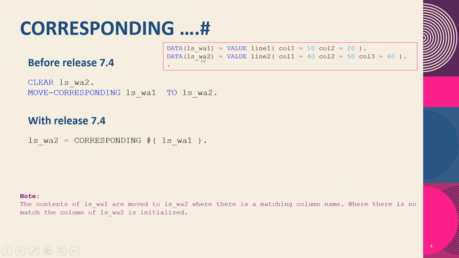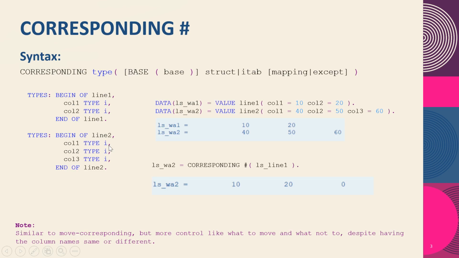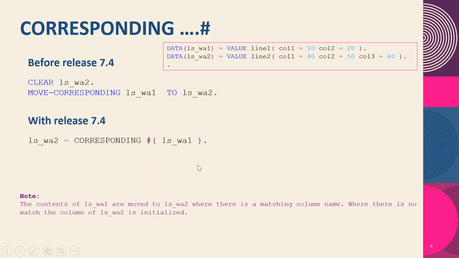Now let's see when we are going to use LS_WA1 to WA2. Before, what is happening? Here you can see in the last slide we gave the hash symbol, because WA2 is nothing but the work area 2 for line 2. So it's implicitly identified.